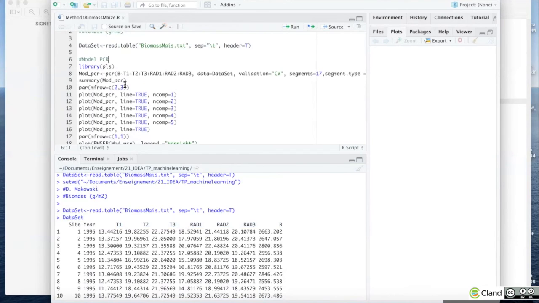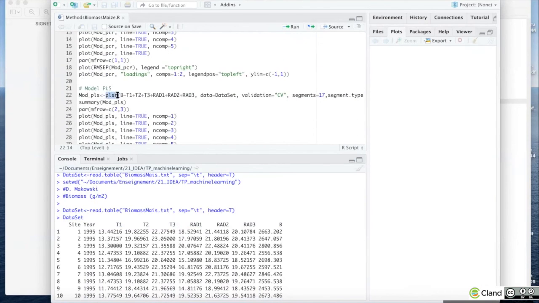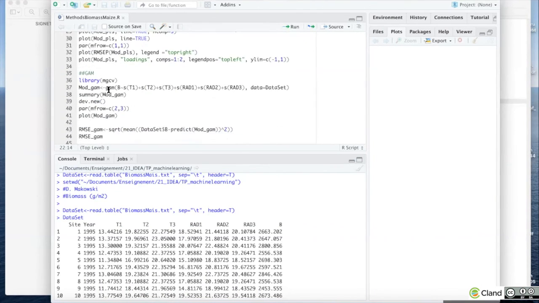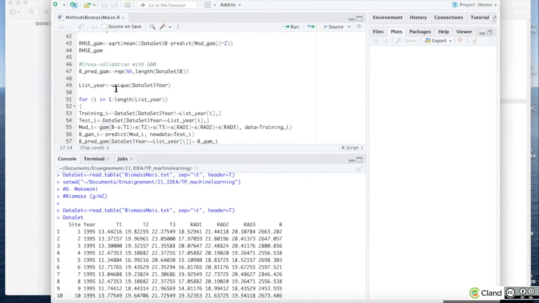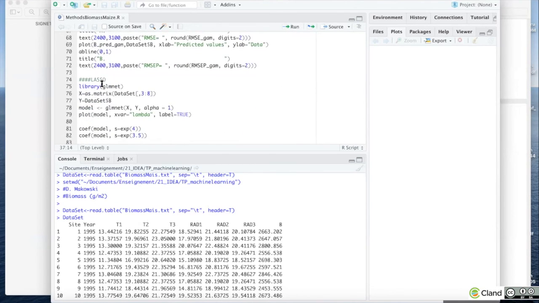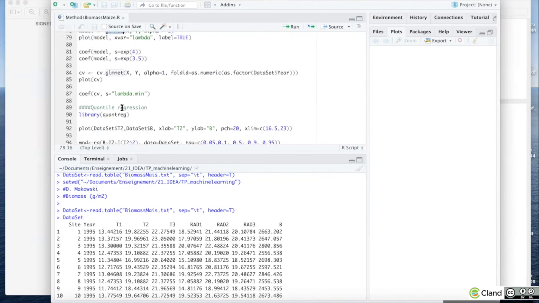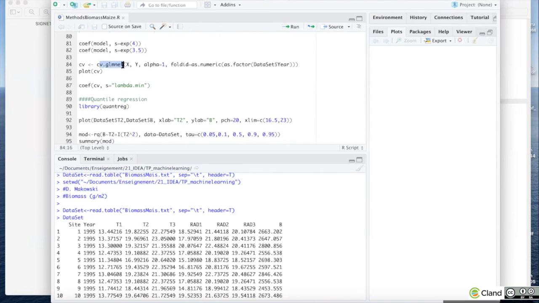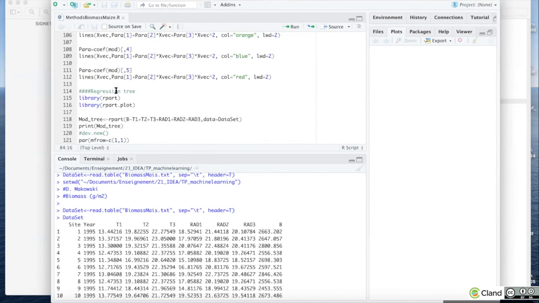So the first part of the code corresponds to the previous lecture with partial principal component regression, PLS, GAM here, cross-validation to check the accuracy of GAM, then the library to implement the lasso regression here. Then the cross-validation for the lasso regression, the quantile regression. So this is the code for implementing the methods based on linear regression.